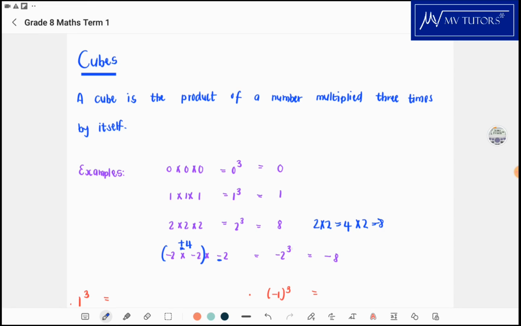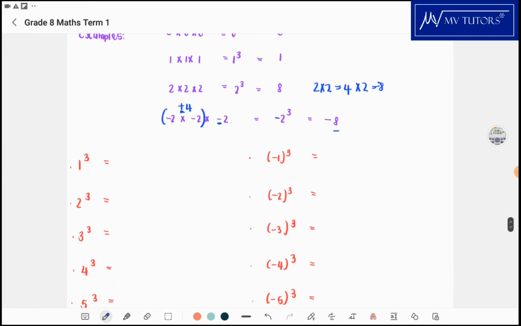A positive times a negative will give you a negative, and 4 times 2 is 8. So that's why when you have negative 2 times negative 2 times negative 2, it gives you negative 8. Now let's see. If I had 1 cubed, what would my answer be? Simply 1. But if I have negative 1 cubed, it's like saying negative 1 times negative 1, which is just positive 1. And then I have another negative 1, so my answer is going to be negative 1.